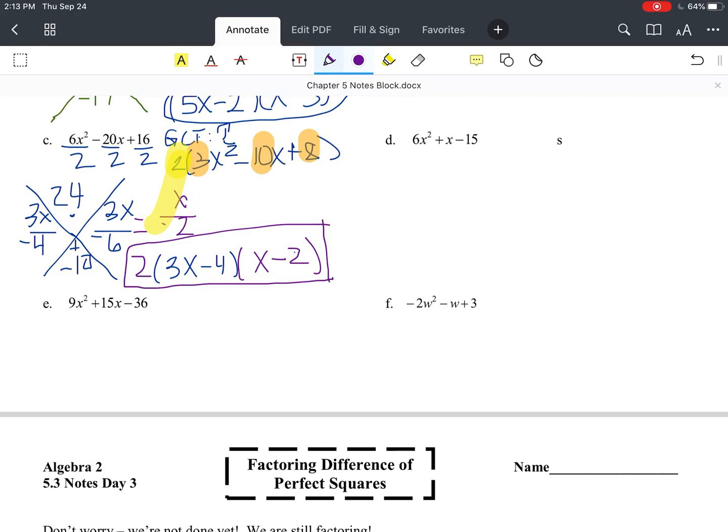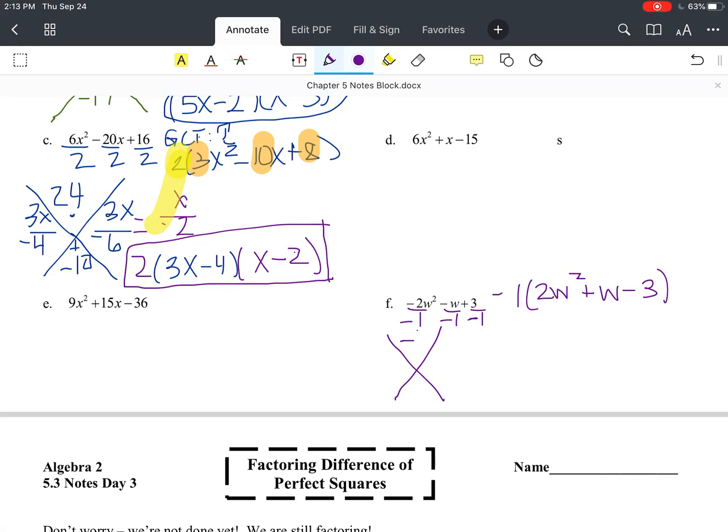Let's try one more. Let's try letter F. Letter F, notice we're starting with a negative a. Well, we don't want to start with a negative a, so I'm going to divide all of them by negative 1. They don't have any other GCF, so I'm just choosing my GCF to be negative 1. So then that way my a is positive. We're much more familiar when a is positive. So I'm going to be left with 2w squared plus w minus 3.